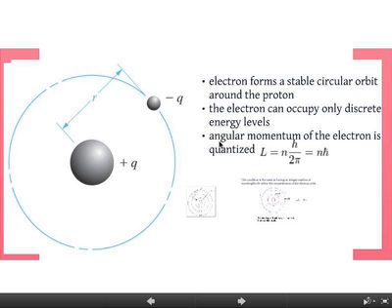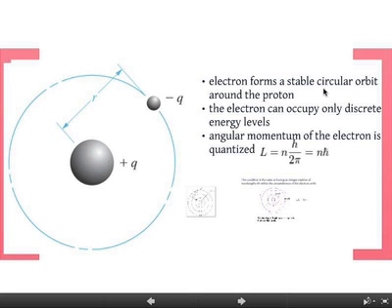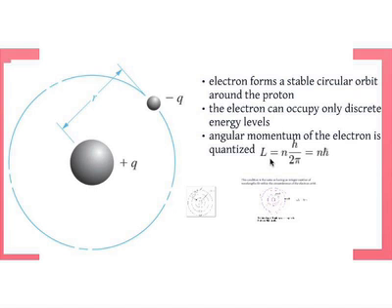Later on, people came back and explained all these assumptions. So he had to make these ad hoc to explain the spectral lines. First, the electron forms a stable circular orbit around the proton. The electron can occupy only discrete energy levels, as we will see. And that was explained later on by Schrodinger, but this was the postulate. And the angular momentum of the electron is quantized. Okay? And this has a very specific physical meaning. We'll see in a second. But the angular momentum defined as, remember, it's m, the mass times velocity of the electron times the radius of the orbit.